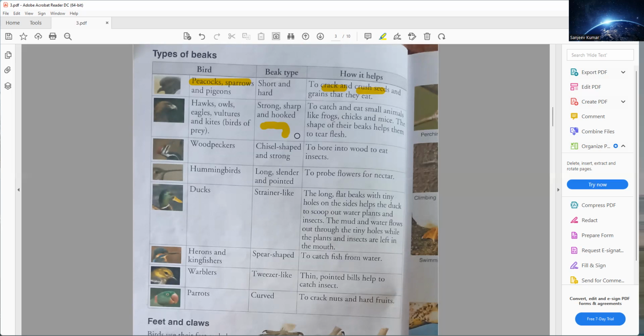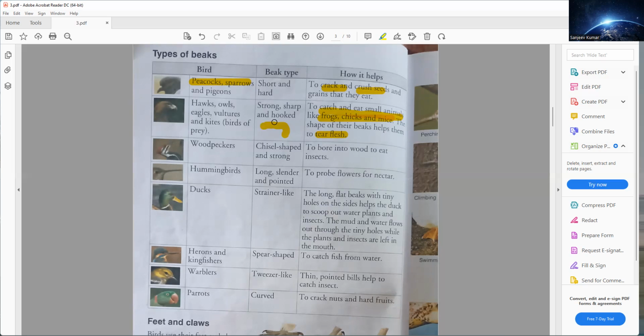You have hooks. So why is the beak shape modified into a hook? So that they are able to catch and eat small animals, like what they eat from the field, that is frogs, chicks, mice. Okay, so this shape of the beak helps them to tear the flesh. So these are hook shaped. So keep in mind, hawks, owls, eagles, vultures, they have a hook-shaped beak.